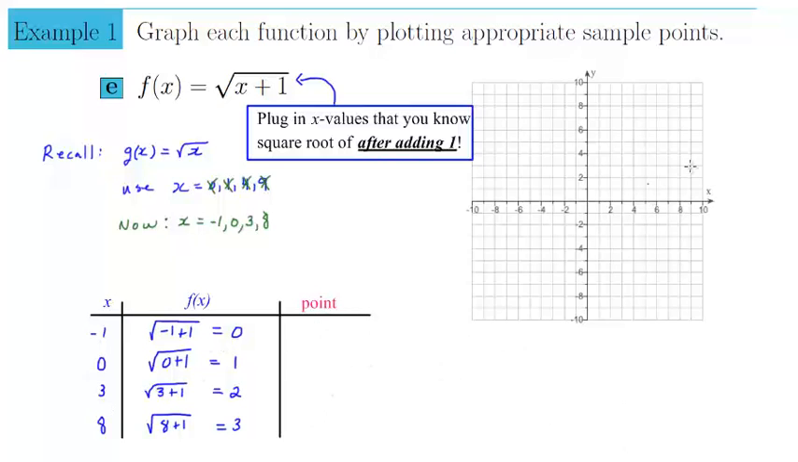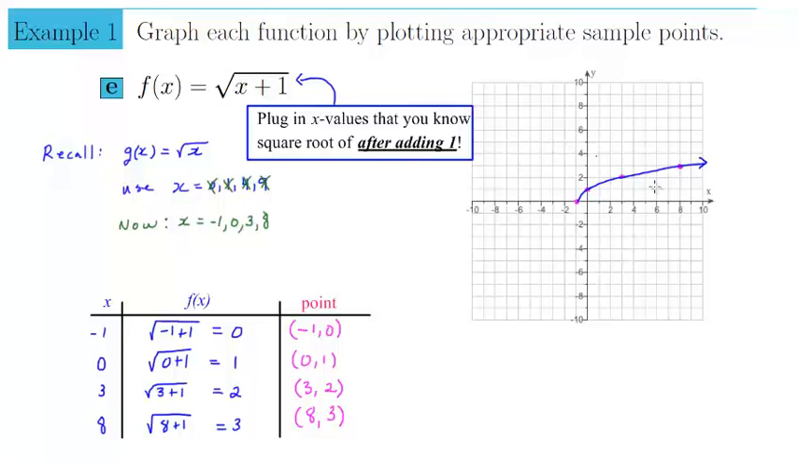So let me write our points out and then plot them on the graph. So here's our points, (-1, 0), (0, 1), (3, 2), (8, 3). And here are the points plotted in the xy plane, (-1, 0), (0, 1), (3, 2), (8, 3). Now we just have to connect them with a curve and toss an arrow on the end of the curve since it's going to go on forever. So this is the graph of the function square root of x plus 1.